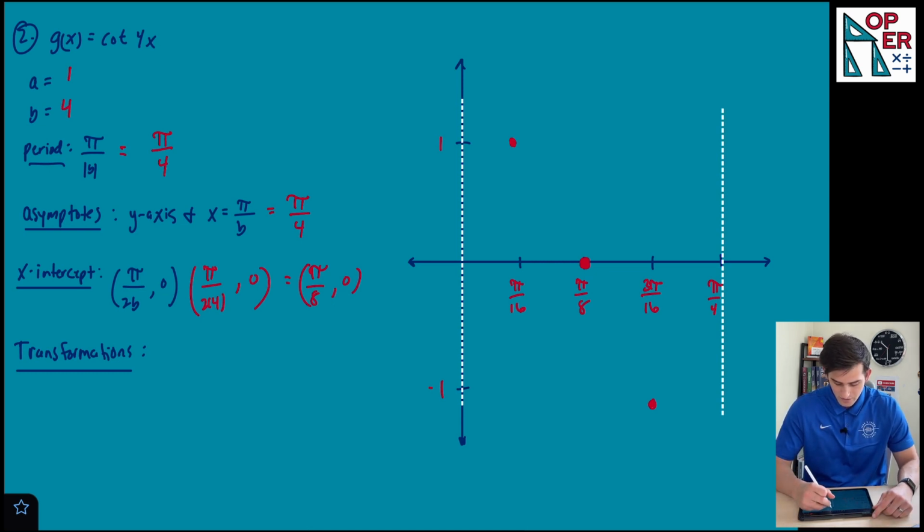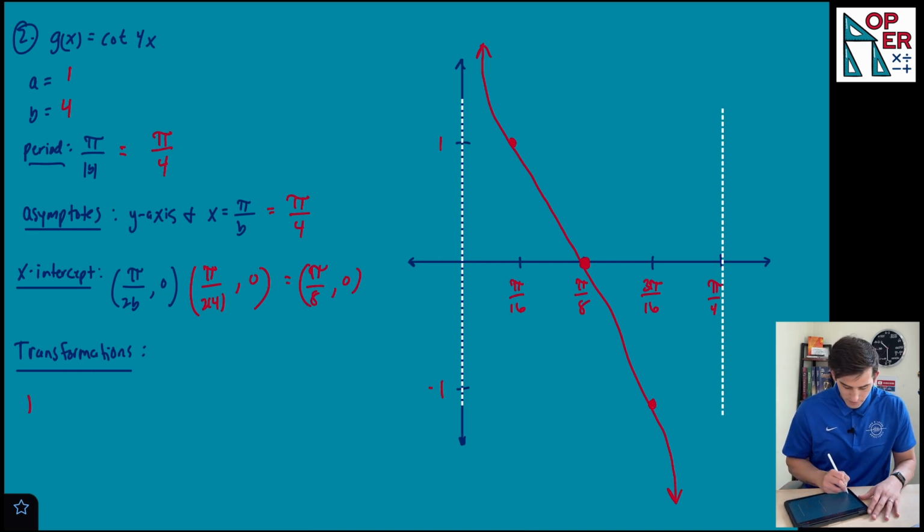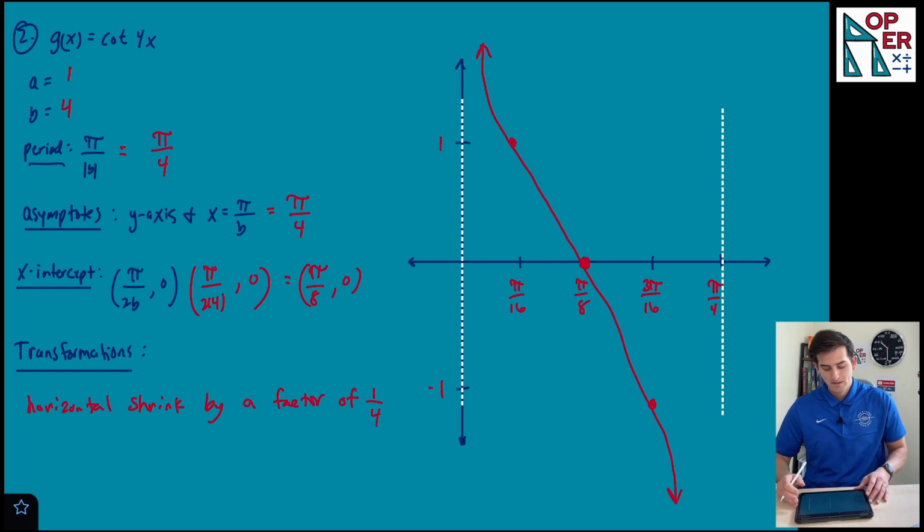So now let's draw, once again, try and do it the best we can. So coming down here, make a little bit of a curve, coming back down. All right, so something around that area for our graph, okay? So now, transformations. Well, a was 1, so we didn't have a vertical stretch or shrink, but b was 4. So all we had was a horizontal, and this would be a shrink by a factor of 1 over 4, okay? So that is how you can graph some tangent and cotangent functions.